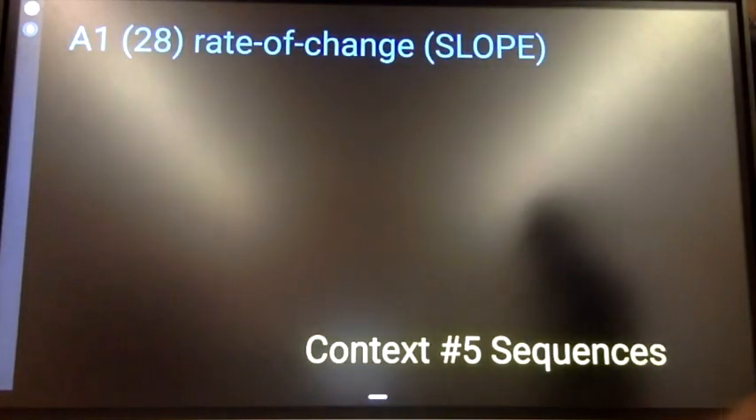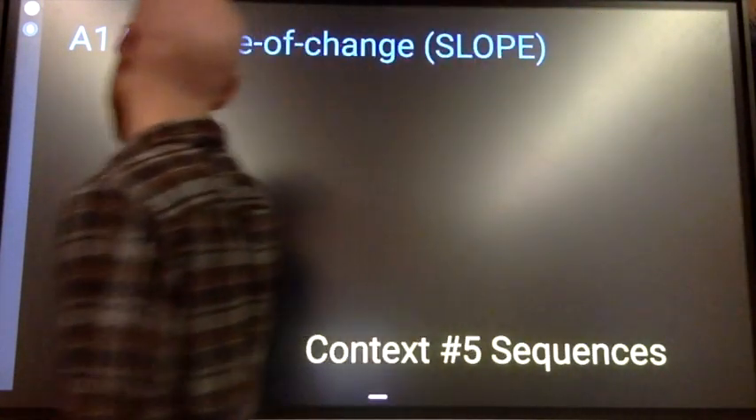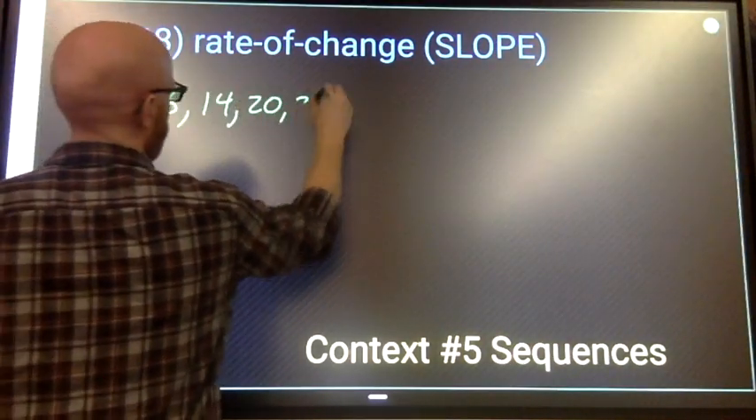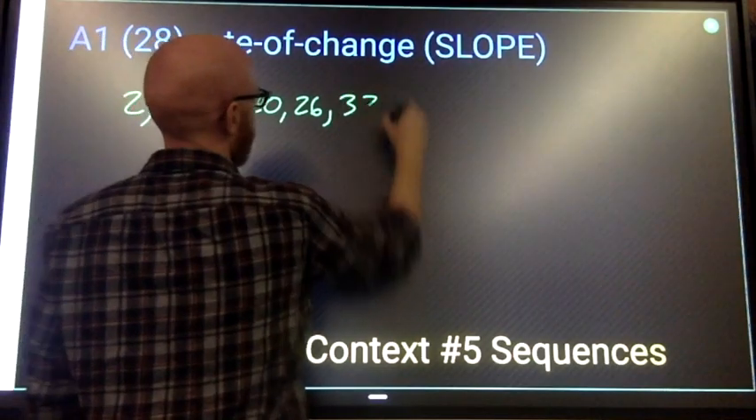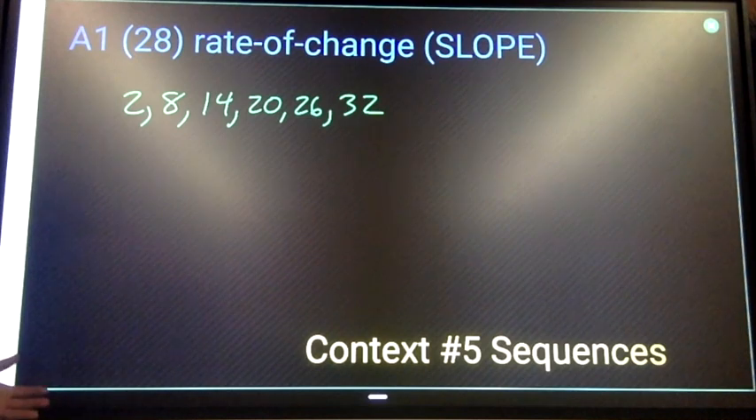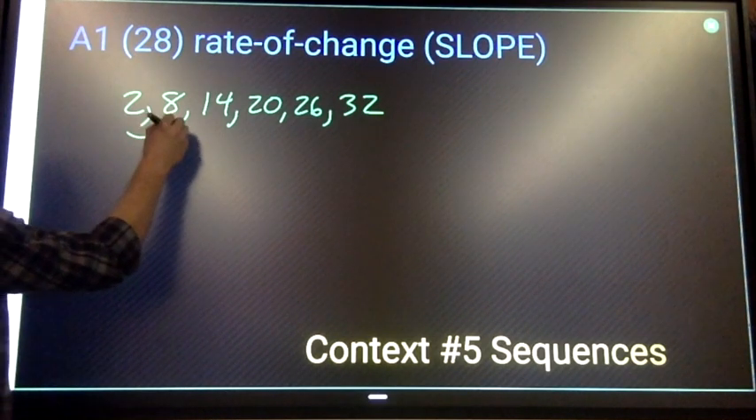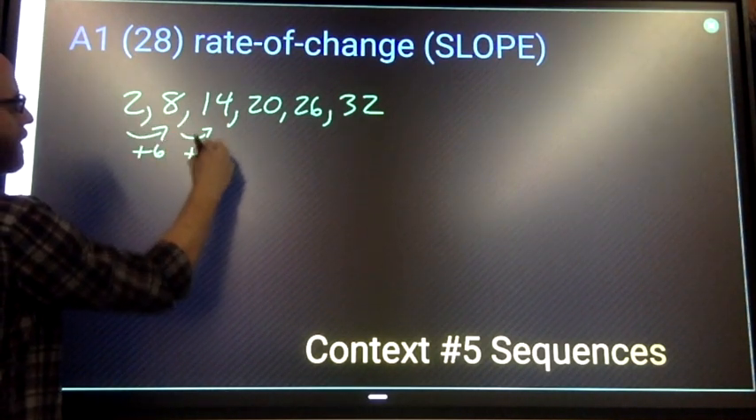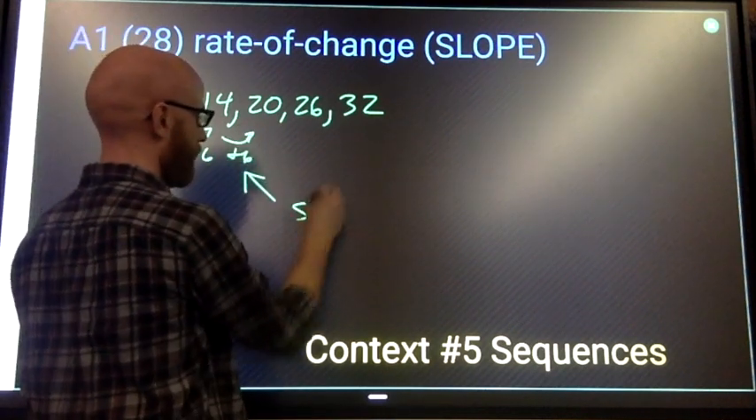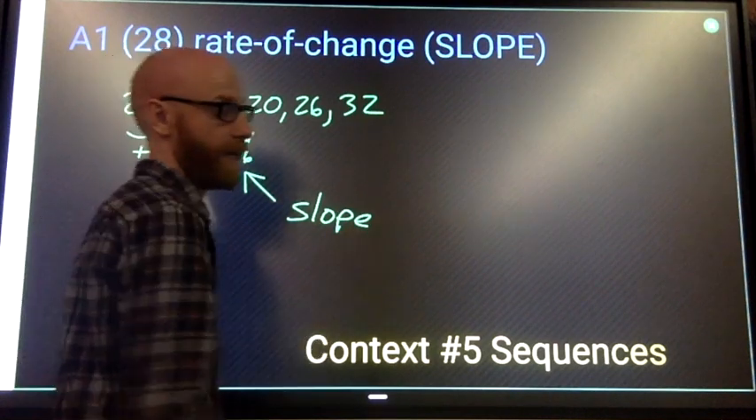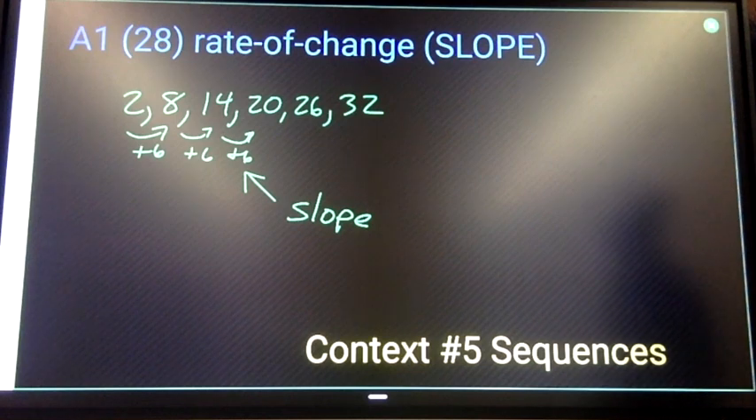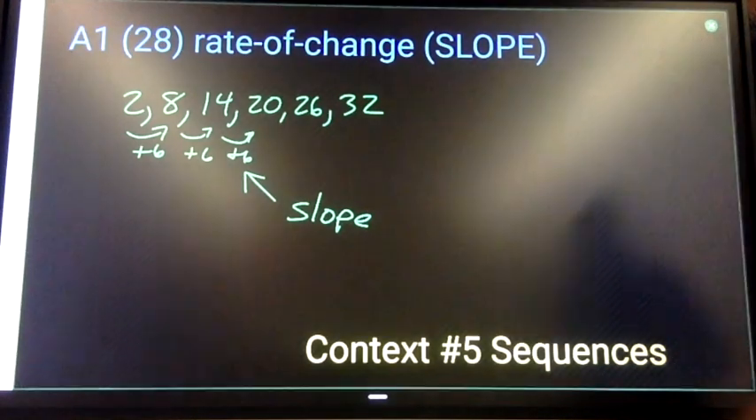Context number 5, sequences. We've actually already dealt with this. 2, 8, 14, 20, 26, 32. Slope in the context of sequences is going to be, what am I counting by? Okay? Plus 6, plus 6, plus 6. All right, this is my slope, or my rate of change. Rate of change for sequences is what number are we counting by?